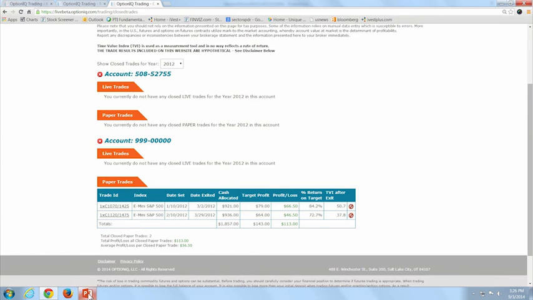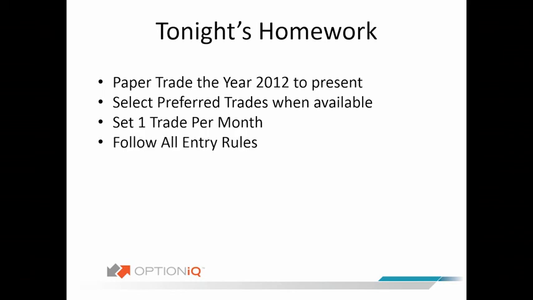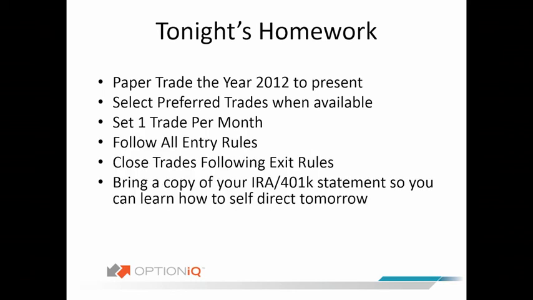So let me just flash back to the homework screen. So again, the homework. Paper trade the year 2012 to present. Select preferred trades when available. If they're not, choose the iron condor trade that has the longest amount of time. Set one trade per month. Follow all the entry rules. Close trades following the exit rules.